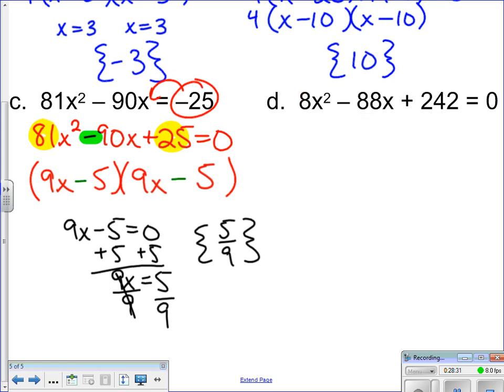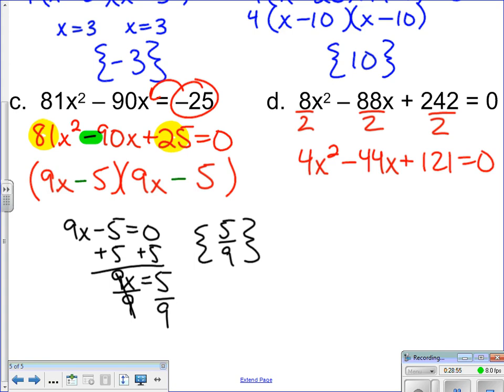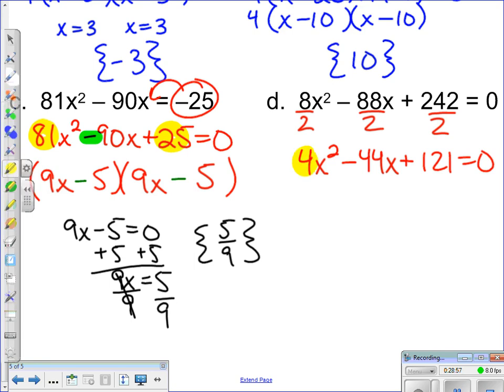What's another number I can divide by, though? 2? Okay, let's start with 2. So 8 divided by 2 is 4. 88 divided by 2 is negative 44. And 242 divided by 2 is 121. Well, that's a perfect square. So let me see if factoring by perfect squares works.